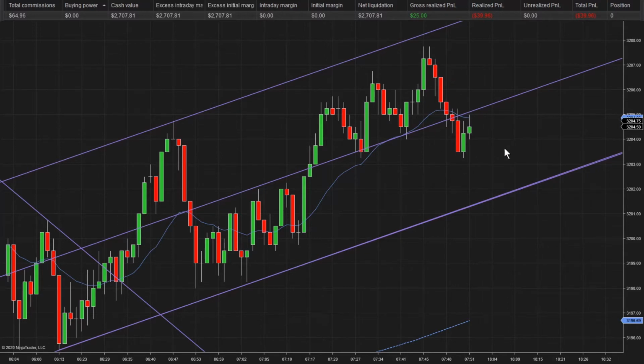And so the current premise is that bears are in control. They broke down the middle, and their target now is the bottom of this channel. So we can trade off of that information. Let me add my superscript that I so dearly enjoy to have.